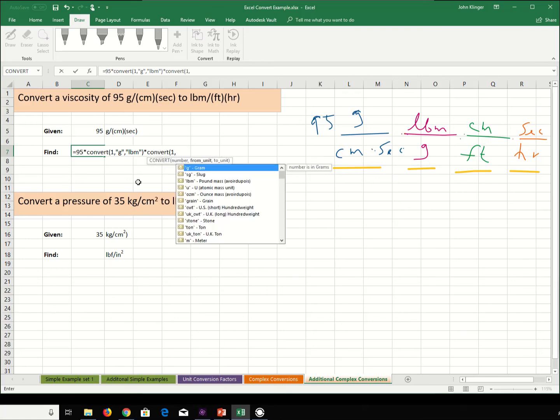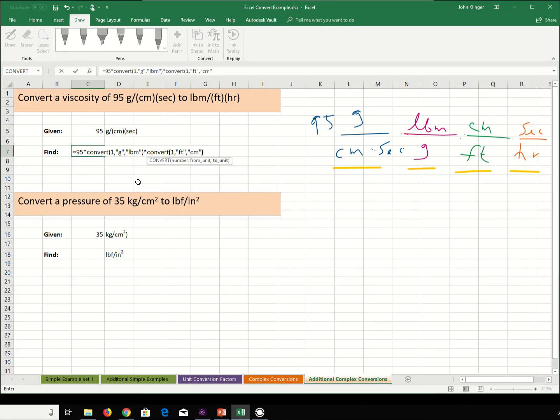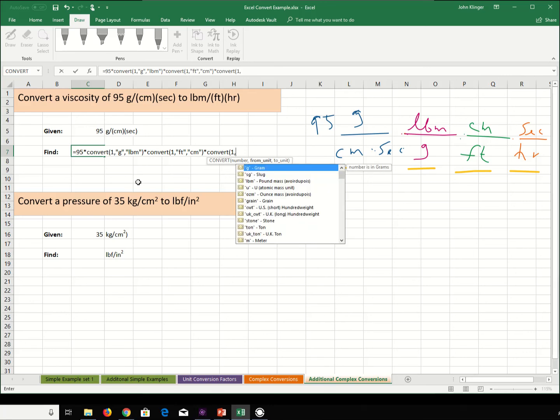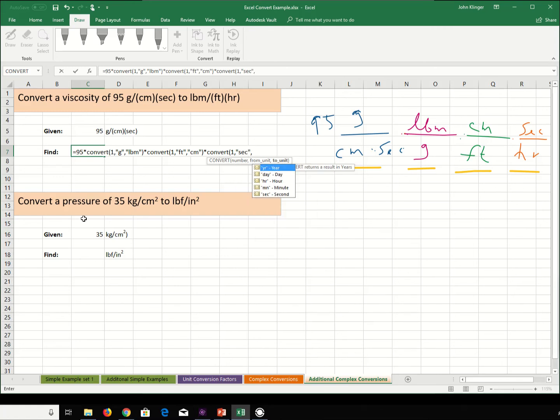1, comma, again. And this time I have in my denominator feet. And my numerator then is centimeters. It has that prefix to it. Oh, and then one more, convert. This is the third one, the last orange one on there, 1, comma, and I'm going from SEC, seconds, to hours.